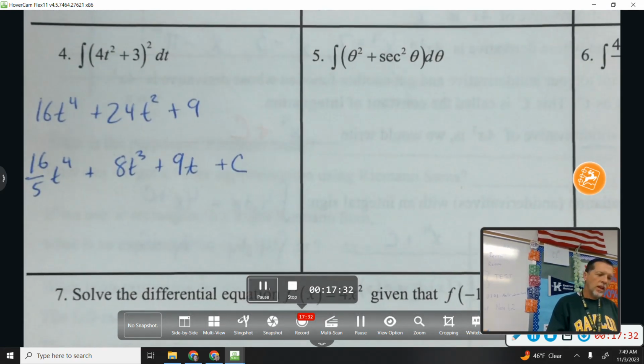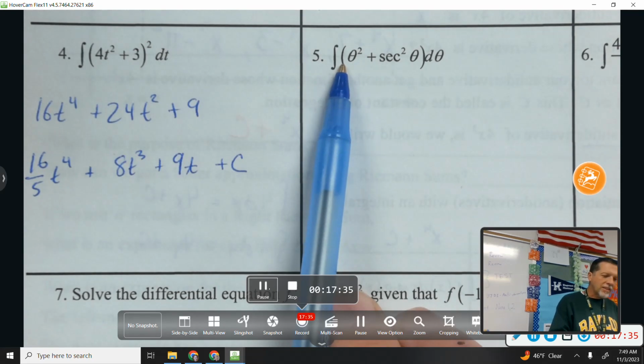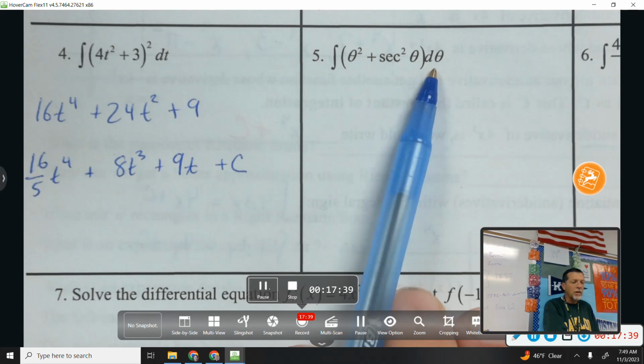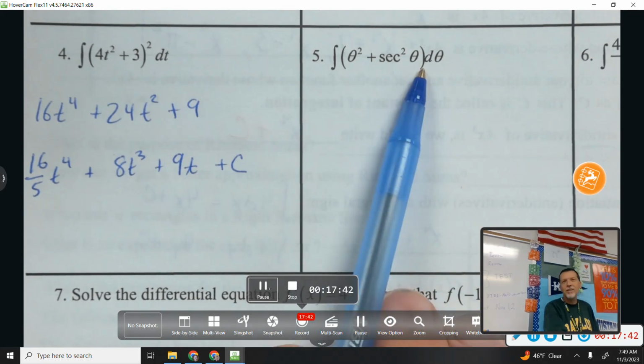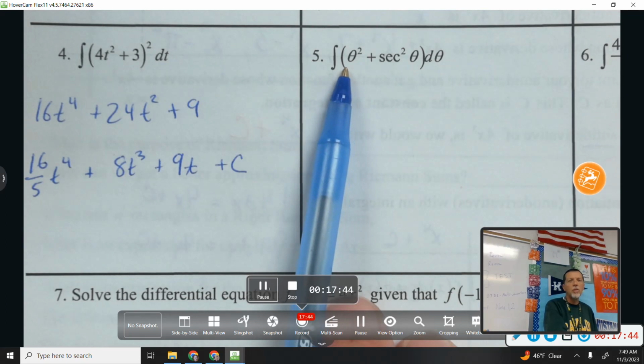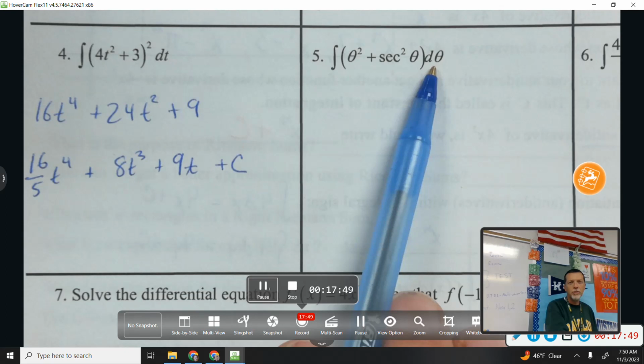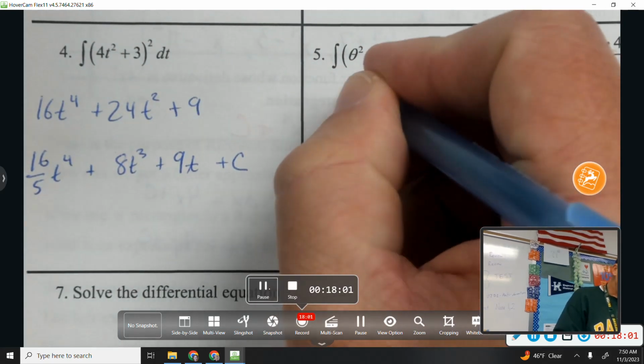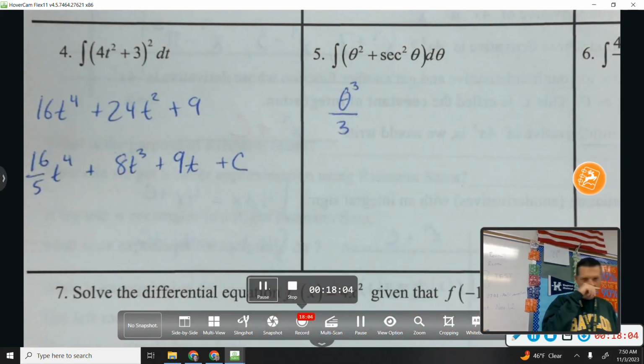All right, number 5 looks crazy with the thetas in there, but we're doing it with respect to theta. And if that really bugs you, you could replace all the thetas with x's and then do the problem. So what do you think the antiderivative of theta squared is if we're doing it with respect to theta? So it's the same rule. 1/3 theta cubed. Increase the power by 1 and divide by the new power. So theta cubed over 3, or 1/3 theta cubed.